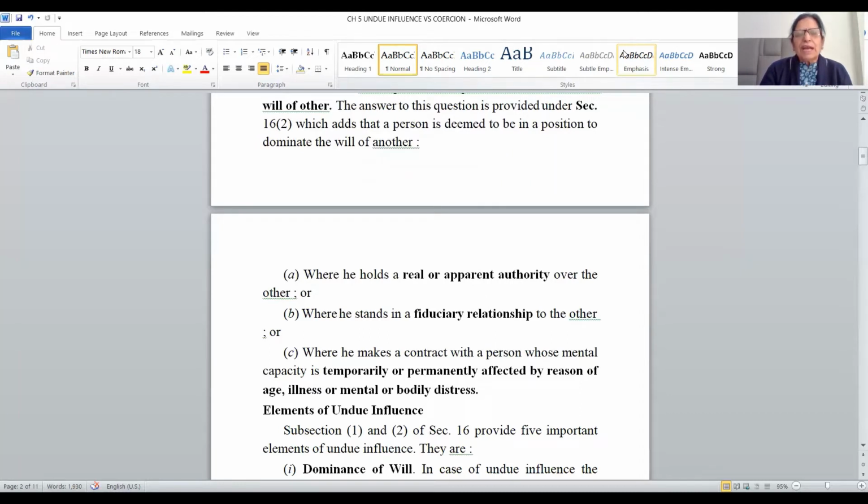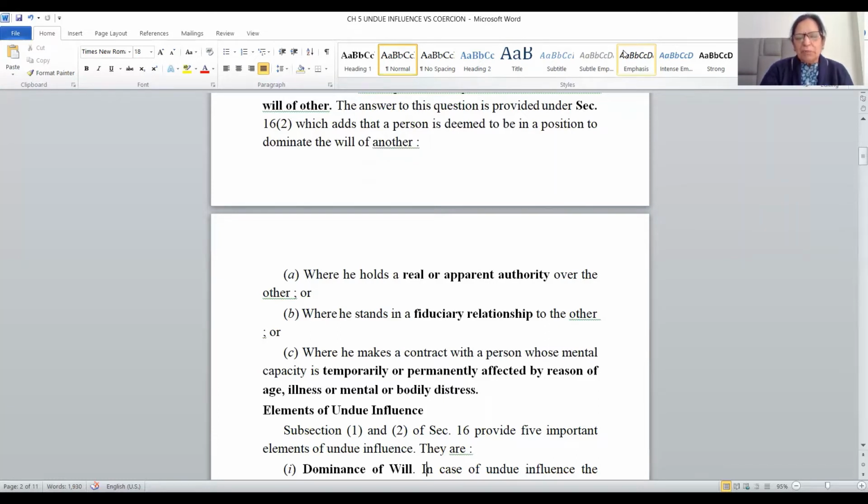Then where he stands in a fiduciary relationship to the other. Fiduciary relationship means a relationship of mutual trust and confidence. When we have any problem, we do not visit just any doctor. We visit that doctor in whom we have reposed confidence. So the relationship between the patient and the doctor is a fiduciary relationship.